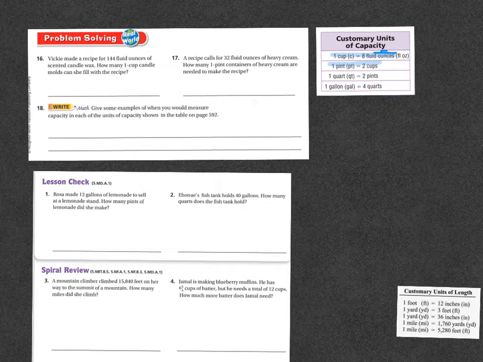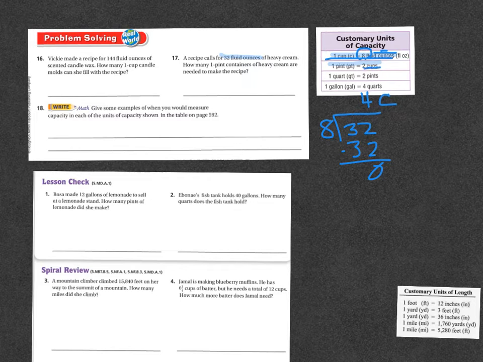So I'm going to take my 32 fluid ounces, and because I'm going from small to large, I'm going to divide by 8. 8 goes into 32. 4 times 8 is 32. Therefore, there's 4 cups in 32 fluid ounces, but I'm not done yet.